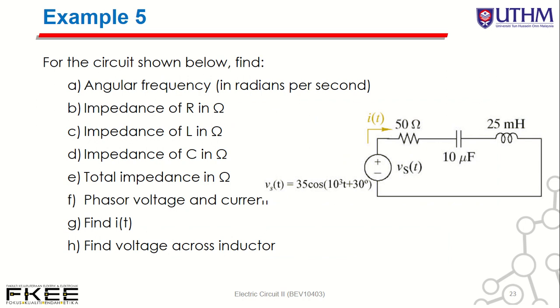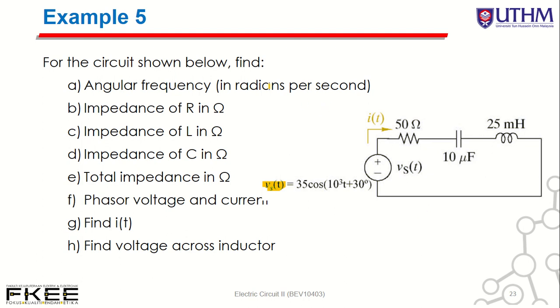Let's say we have a circuit. This is a time domain circuit, given a voltage supply equal to 35 cos(omega t plus phase angle). This is the voltage source, small vs of t, with R, C, and L. First of all, you need to transform from time domain to phasor domain, or frequency domain. Question A: determine the angular frequency of the system. What is the angular frequency?